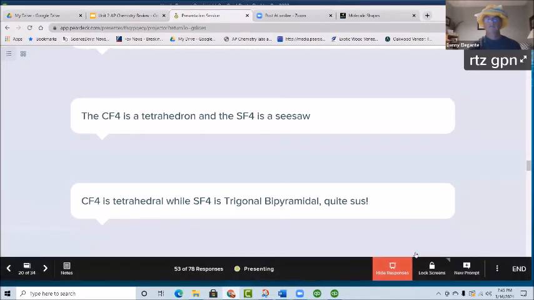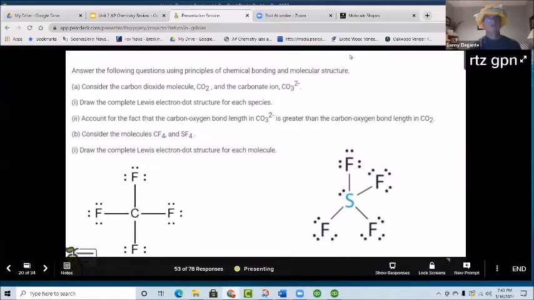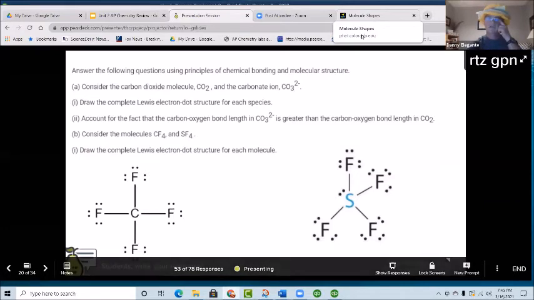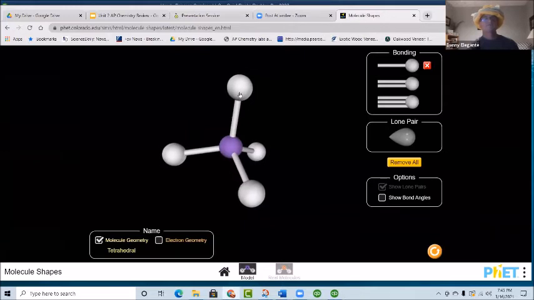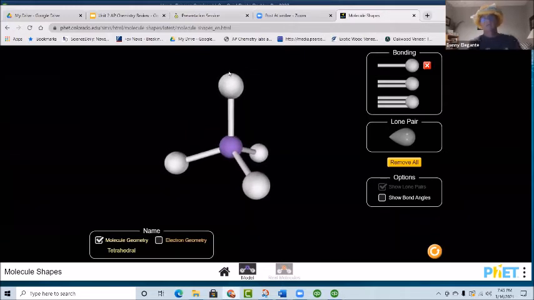All right, so turns out if we go look at them real quick, not on the Pear Deck, but on the screen sharing on the Zoom, this is that CF4. So this is a molecule, C in the middle, with all the fluorines arranged around it so that they're as far away from each other as possible. And if we look at the bond angles, they're 109.5 degrees or thereabouts. And that was part of that table that I showed you earlier. So you kind of need to know bond angles in addition to geometry.